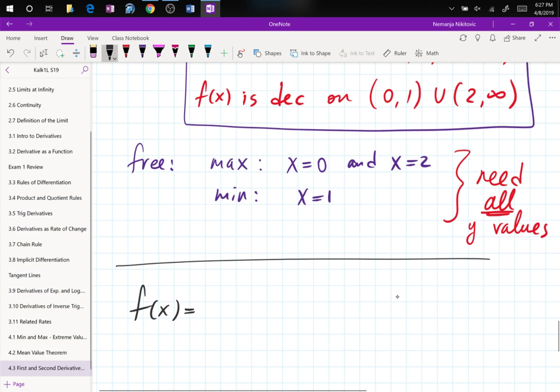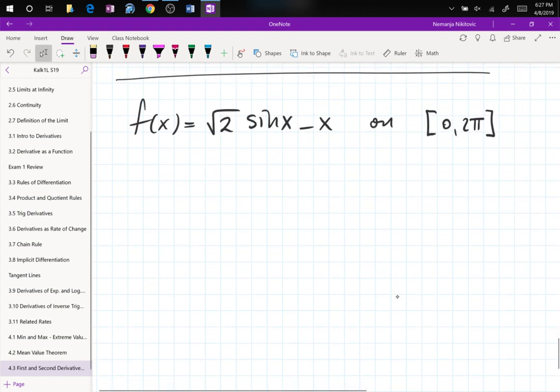F of x is equal to square root of 2 sine x minus x on interval 0 to 2 pi. Just a little bit of a trick for good measure.